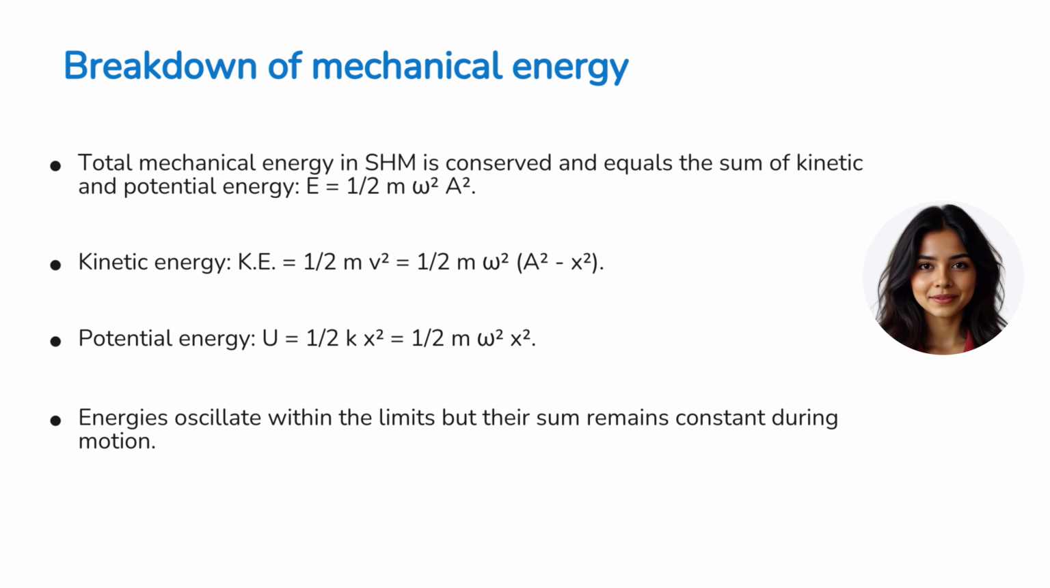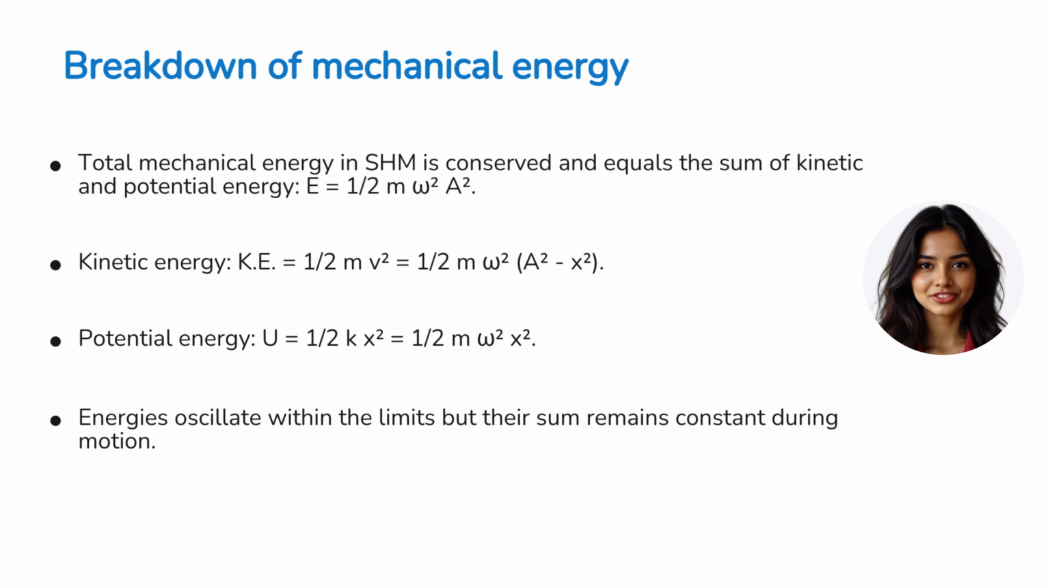Kinetic energy, which is the energy of motion, is 1/2 times mass times velocity squared. If we substitute the velocity expression from before, kinetic energy becomes 1/2 mass omega squared times the difference between amplitude squared and displacement squared. This means kinetic energy is maximum at the mean position, where displacement is 0, and 0 at the extremes where velocity is 0.